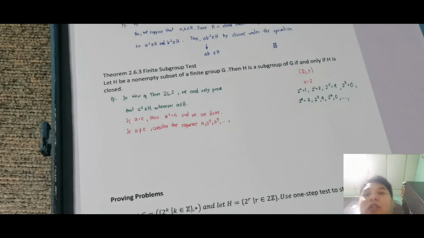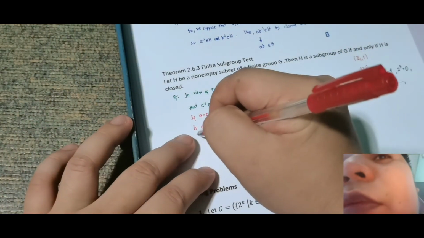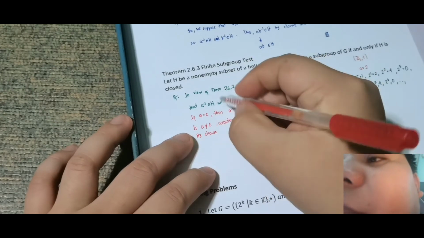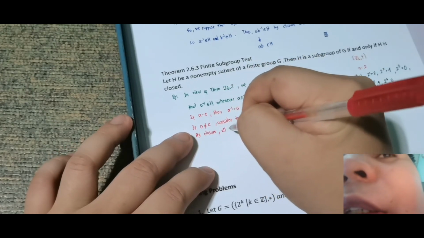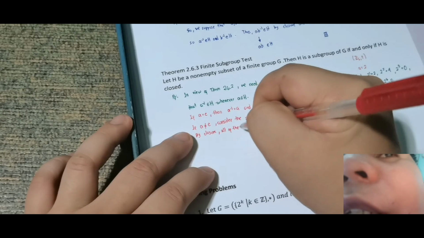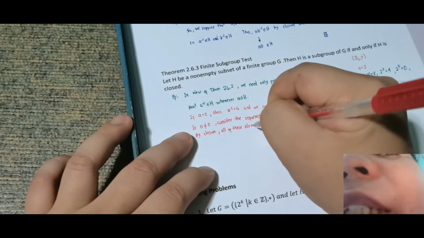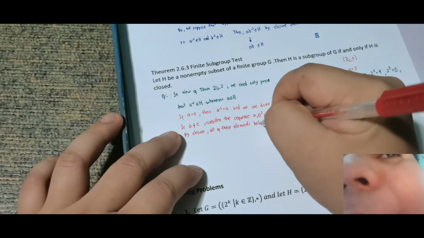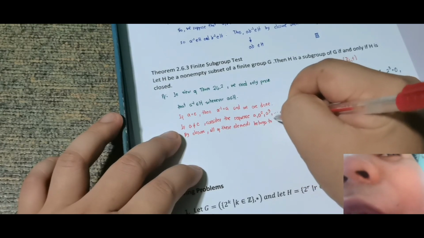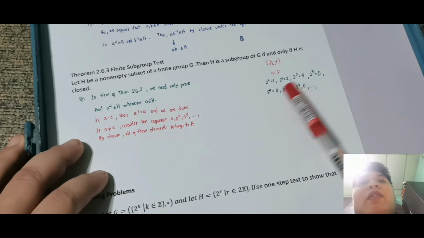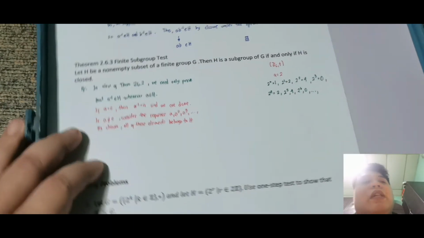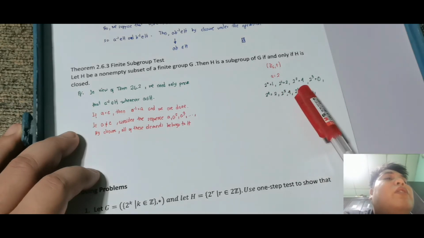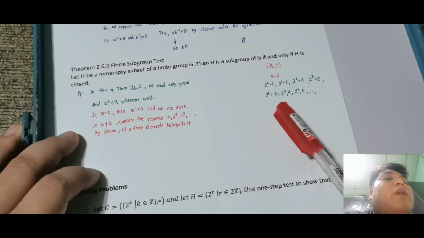Now, what I will do is, by closure, all of these elements belong to H. So imagine all of these elements belong to H. That is right, they belong to H. Notice the 1, 2, 3, 4, 5, 6, 7, 8, 9, 10 there. So 2 raised to 0, 2 raised to 1, 2 raised to 2, 2 raised to 3, 2 raised to 4, 2 raised to 5, 2 raised to 6.